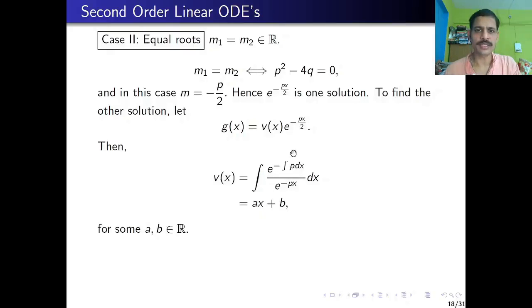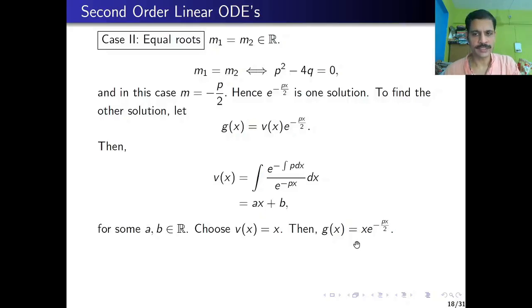The known solution is e raised to minus px by 2. Its square is e raised to minus px, that appears in the denominator, and this is integrated with respect to dx. So in the numerator and the denominator we have the same quantity, so these two cancel and you get the integral of dx. Integration of dx gives us ax plus b. But in this case, we just choose a equal to 1 and b equal to 0. That gives us v(x) equal to x. So the second solution is obtained by multiplying this v(x) with e raised to minus px by 2.